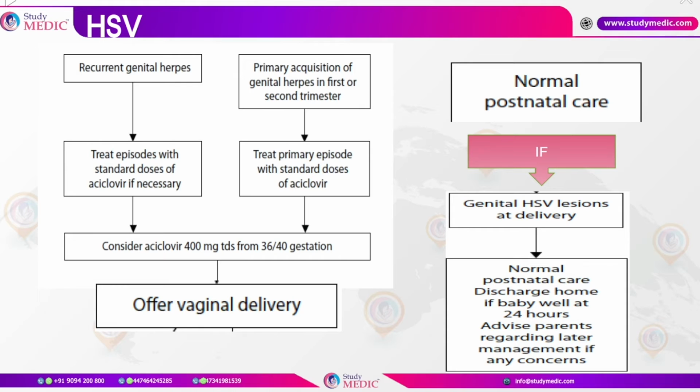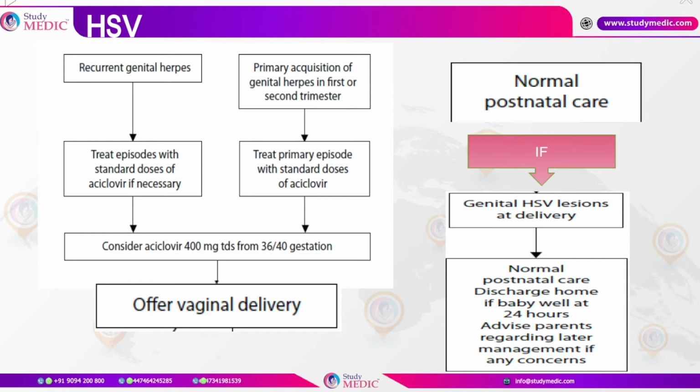Let's move ahead in maternal medicine. There are a couple of infections you should know well, because these are patients who are very frequently seen in obstetric OPD. Let's talk about herpes simplex virus, the recurrent genital herpes. In that context, you need to treat the episode with a standard dose of acyclovir if necessary. And then acyclovir is again started at 36 weeks of gestation till the time of delivery. And it is given at a dose of 400 milligrams 3 times a day.